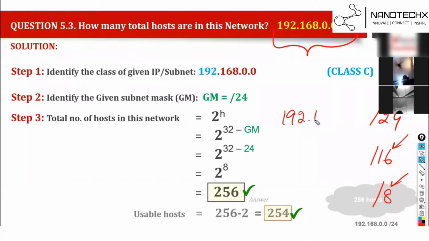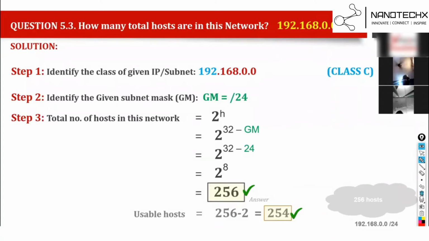So 192.168.0.0 is the original subnet. The original always has 256. We will see this one next. I think maybe you don't understand it now.